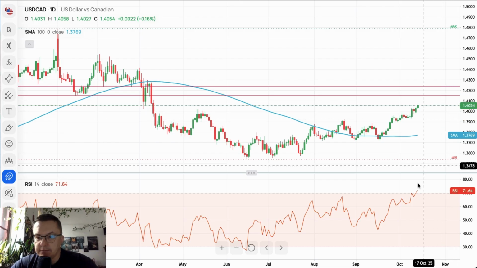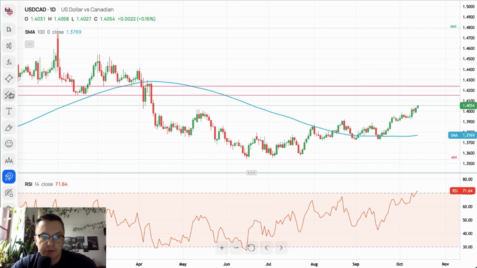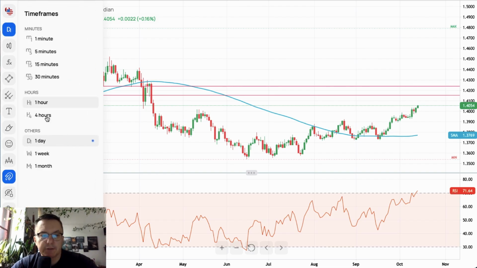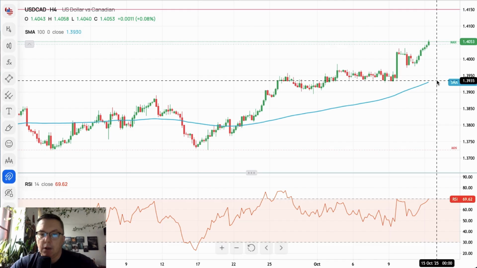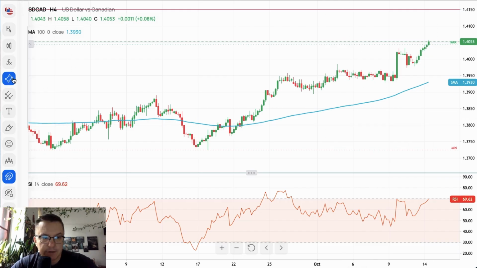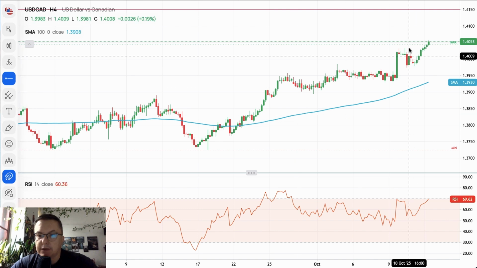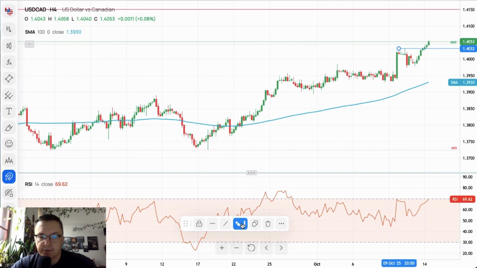1.4054. There is still some room to the upside, but you know, it can be kind of tricky right now for the US dollar versus the Canadian dollar to move higher. So on a lower time frame chart, the situation is not that clear. Nevertheless, we can see that's the October 9th, that's the last week high, 1.4032, maybe not much, but still something.